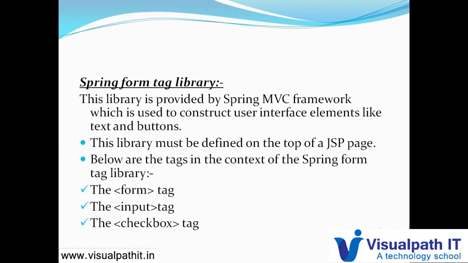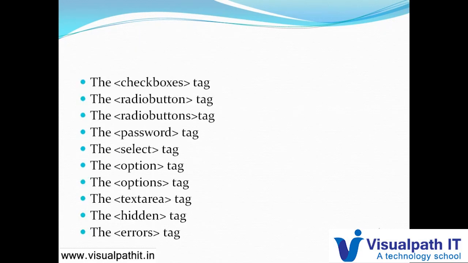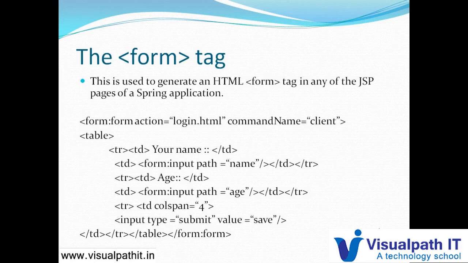So first is the form tag, second is the input tag, third is the checkbox, checkboxes, radio button, radio buttons, password, select, option, options, a text area, hidden, and errors tag. These are the most frequently used. Now let's see one by one, that is the form tag. The form tag is used to generate an HTML form tag in any of the JSP pages of the Spring application.